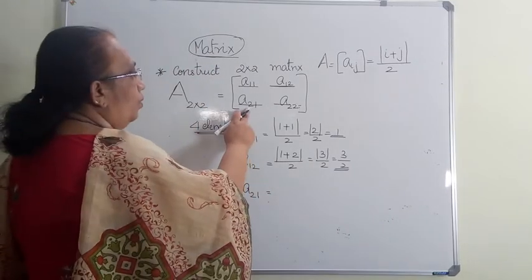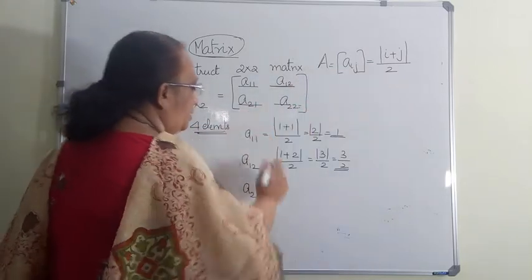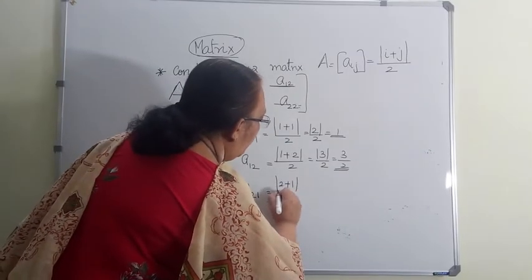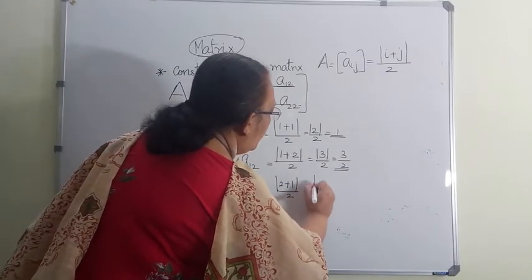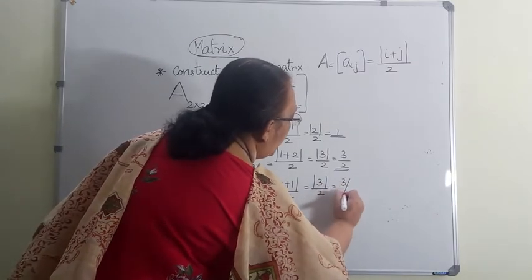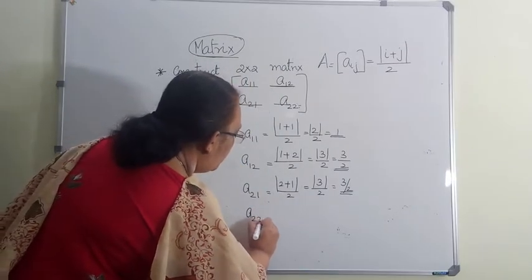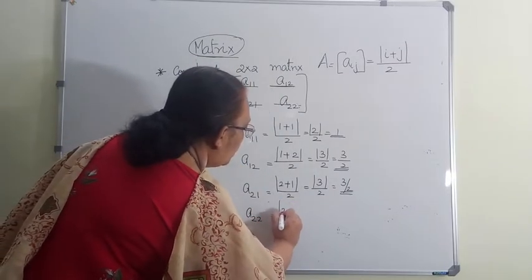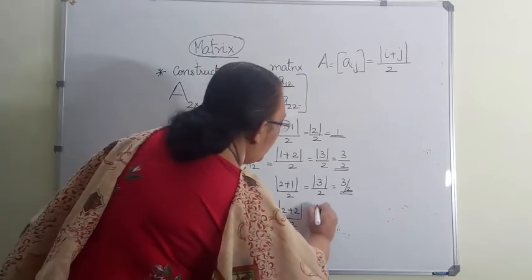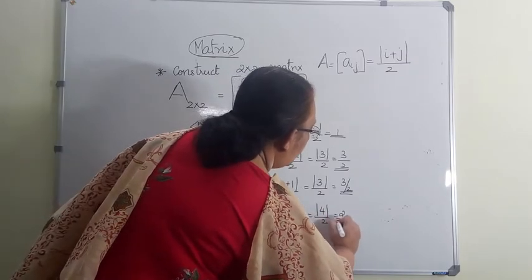Next one, A21. So the row is 2, the column is 1. i is 2, j is 1. Modulus of 2 plus 1 divided by 2, which is equal to modulus of 3 by 2, which is equal to 3 by 2. And A22 is equal to the modulus of 2 plus 2 divided by 2, which is equal to 4 by 2, which is equal to 2.